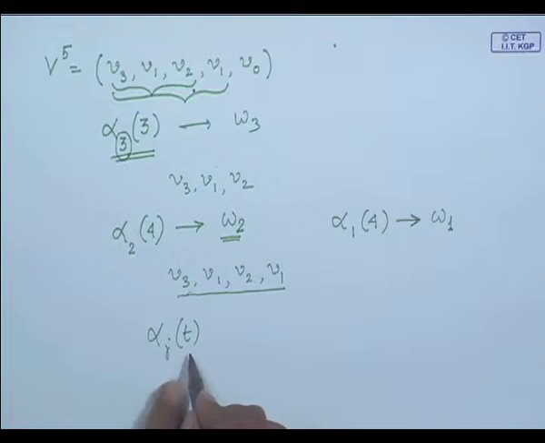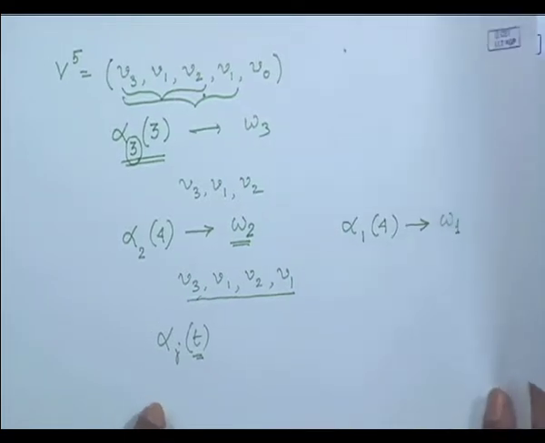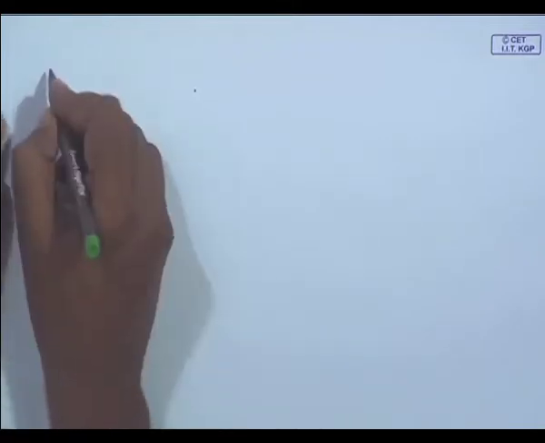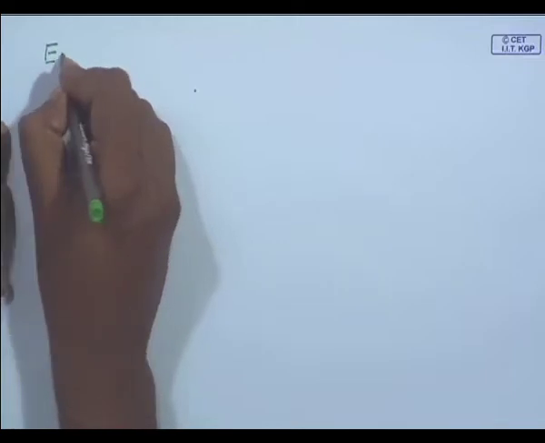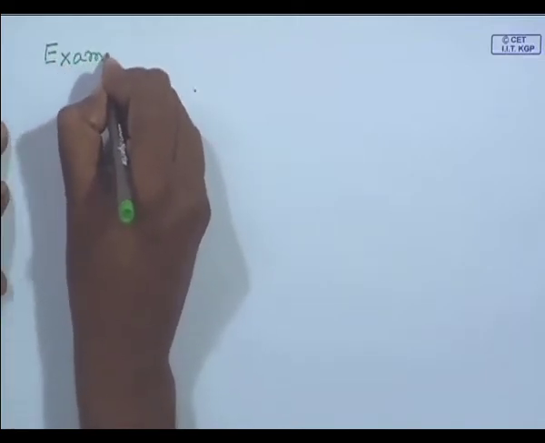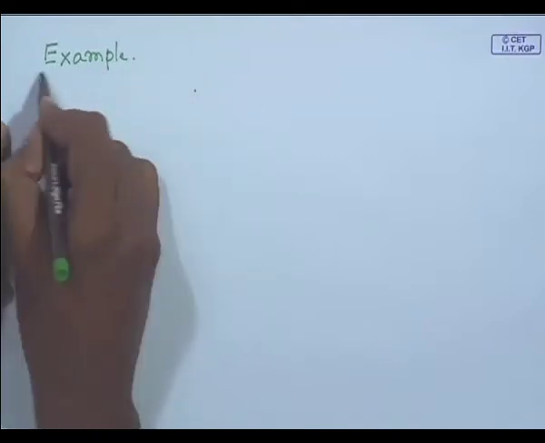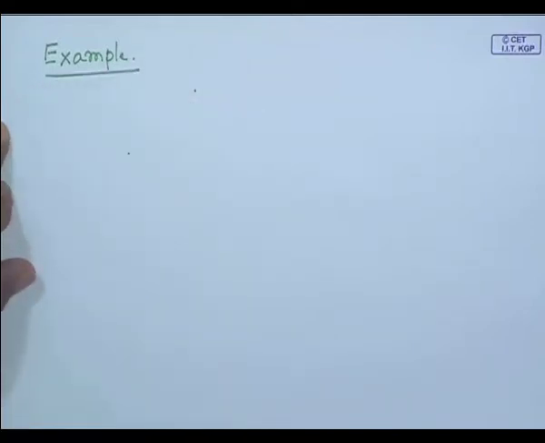So, alpha j t means that after generating the first t number of symbols, what is the probability that the machine will be in state omega j. Let us elaborate on this with the help of an example. So, consider an example. First, I have to specify the model theta.